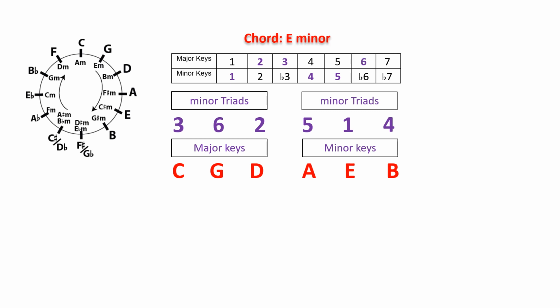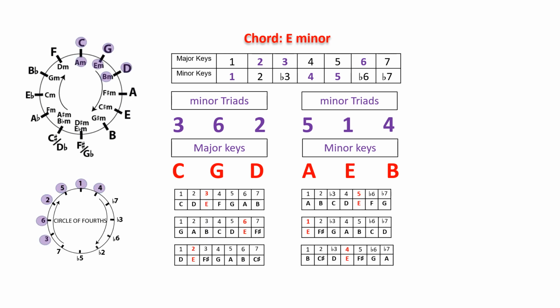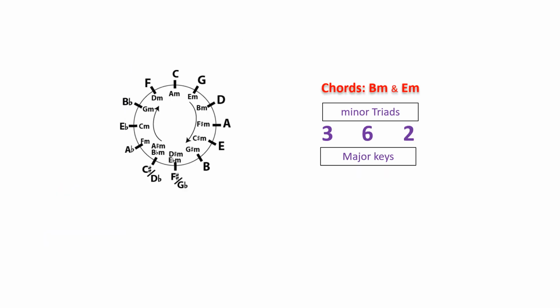We'll find that E minor is the 3 chord in C major, the 6 chord in G major, the 2 chord in D major, the 5 chord in A minor, the 1 chord in E minor, and the 4 chord in B minor. We'll now look at a practical application for our shortcut.